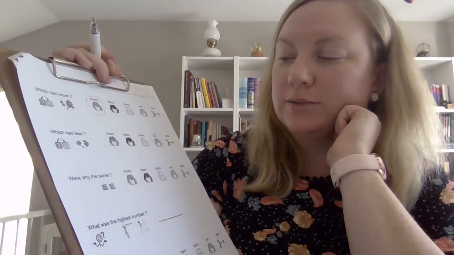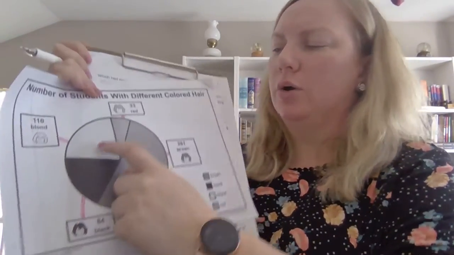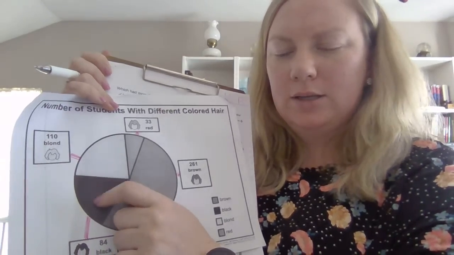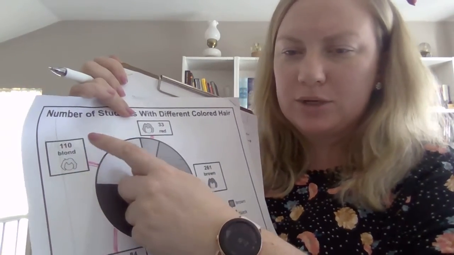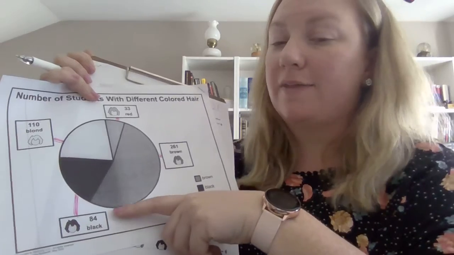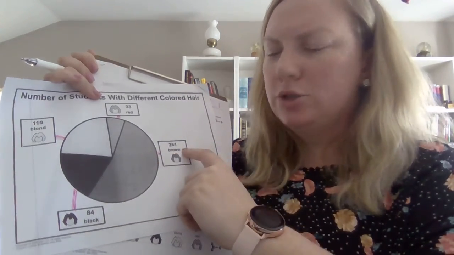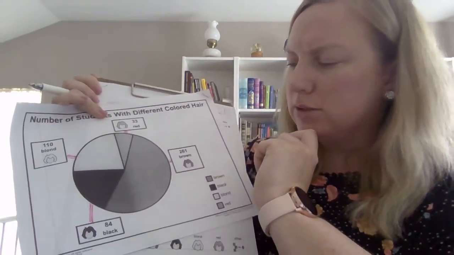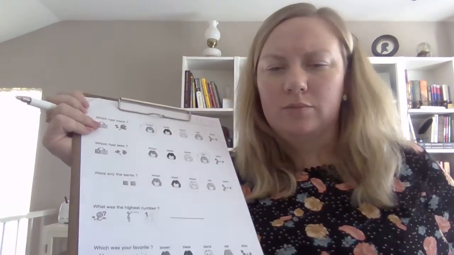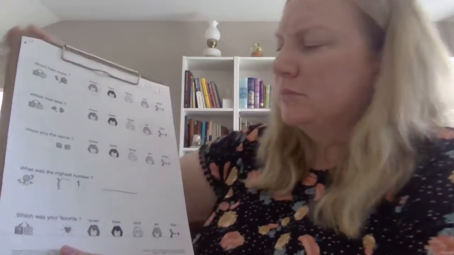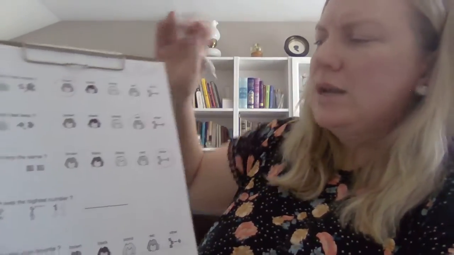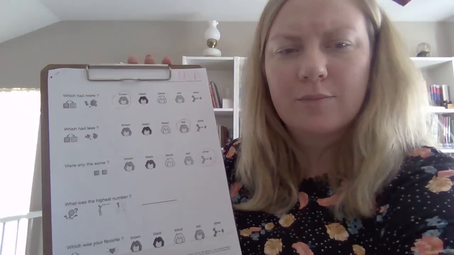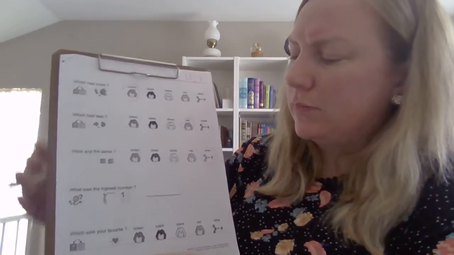Cool. Number 3 says, were any the same? The blonde and black were kind of close in shape, but we can look at the numbers and see that 110 is not the same as 84. 261, that's a different number too, and 33. So none of them were the same. So the answer for that we'll say is other. So none of them were the same number, the same quantity, the same size.